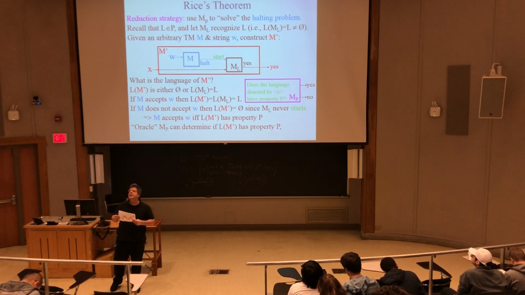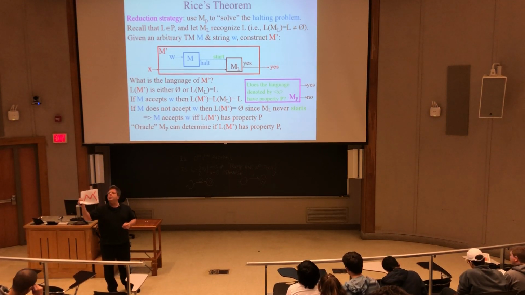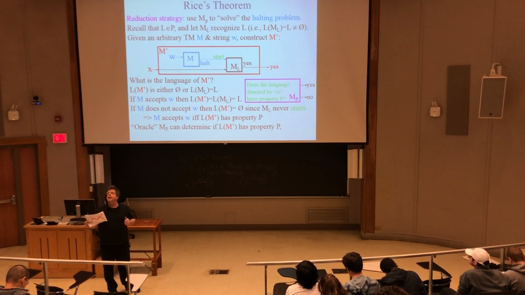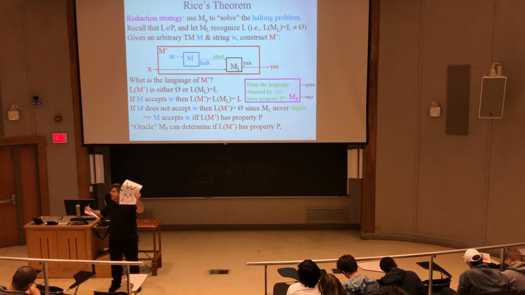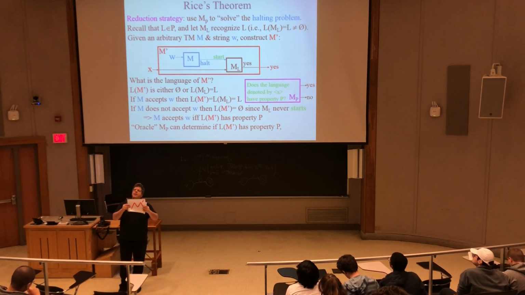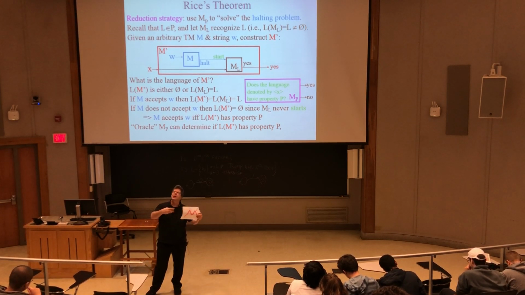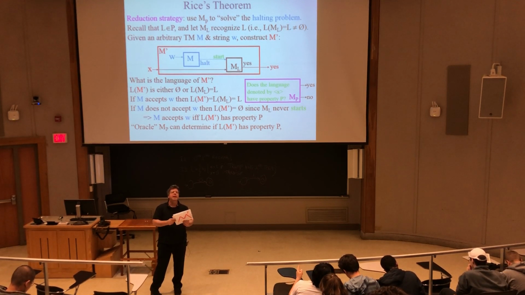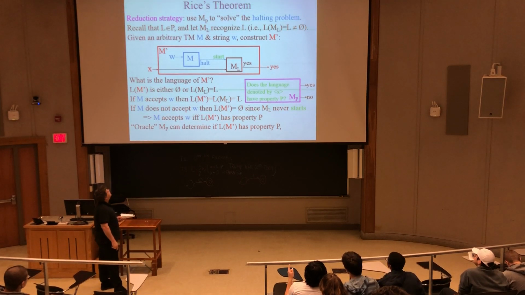And so if you had a decision procedure, an algorithm, a way to detect whether the language of M prime has this property P, you just solved an arbitrary instance of the halting problem, using this compilation process of M and W, the instance of the halting problem, compiling it into an M prime, and then asking the oracle or the subroutine about M prime, whether its language has this property. And so you've solved the halting problem. And that's the end of the proof.